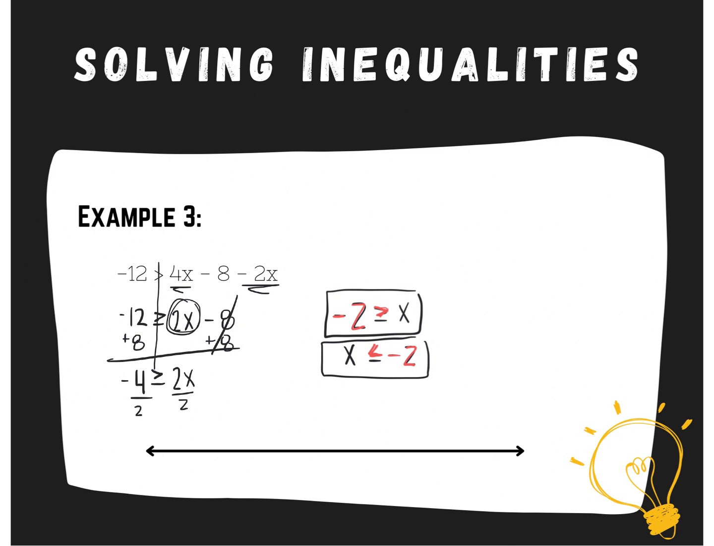Now, to graph this, I'm going to put negative 2 on my number line, negative 1, 0, negative 3, and negative 4. I'll circle my negative 2. And hopefully you already know this, but we're going to fill in the circle, and that's because we're looking for numbers that are less than or equal to negative 2. And because we're looking for lesser numbers, I'll point my arrow toward the left.